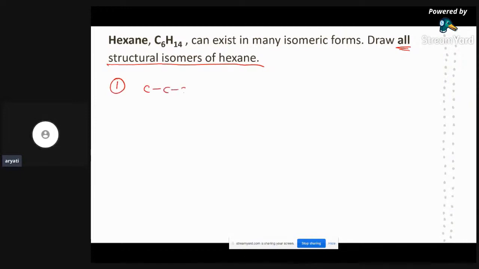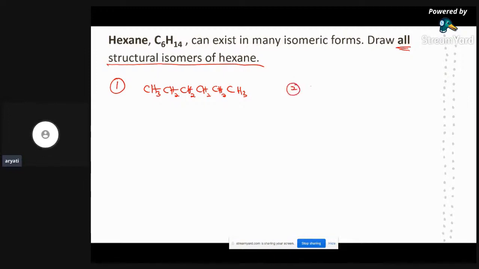1, 2, 3, 4, 5, 6 carbon. So kat sini H ada 14. So kat sini ada 3, 4, 5, 6, 7, 8, 9, 10, 11, 12, 13, 14. So this is the first structure. So the first structure, C6H14 in the form of straight chain.